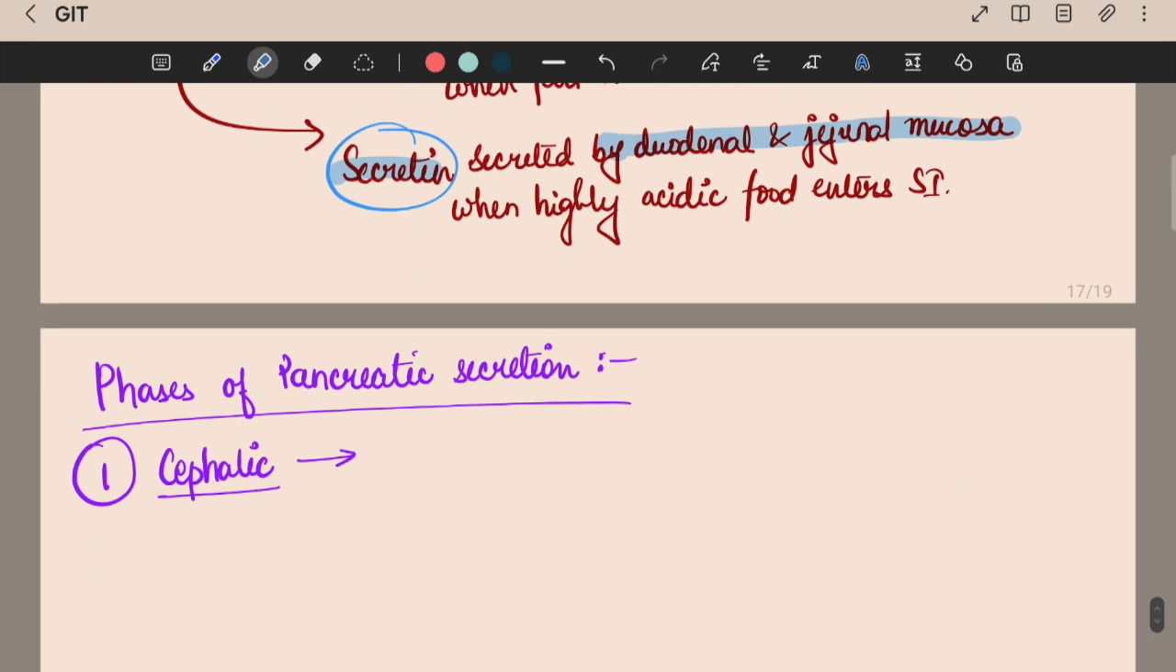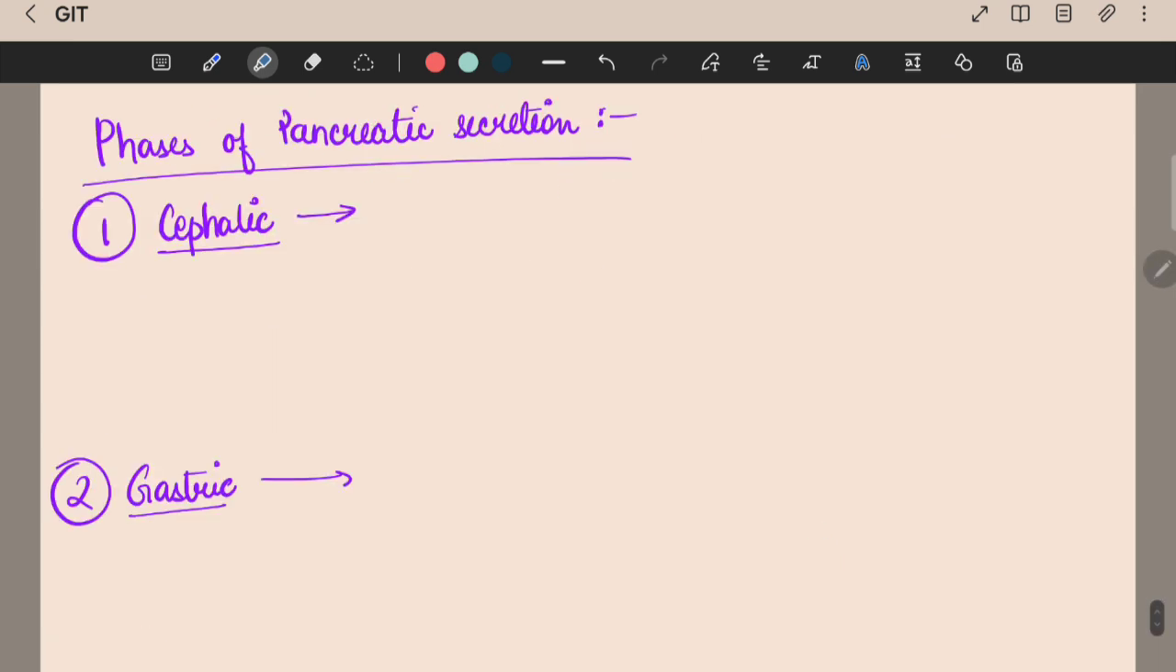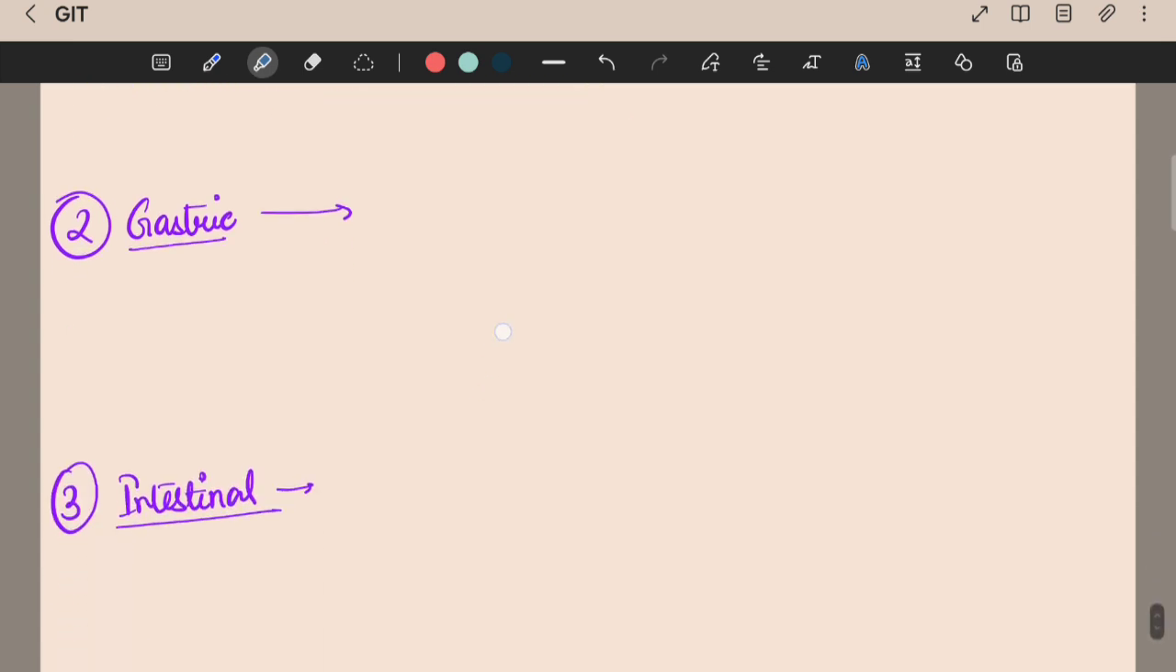Now talking about the multiplicative effects of different stimuli. When these three different stimuli of pancreatic secretion occur at once, the total secretion will of course be far greater than the sum of the individual secretions. Separately they secrete some amount, and when all three act together, the action will of course be greater. So this much should be clear. Now discussing the phases of pancreatic secretion: first is the cephalic phase, then the gastric phase, and then the intestinal phase.